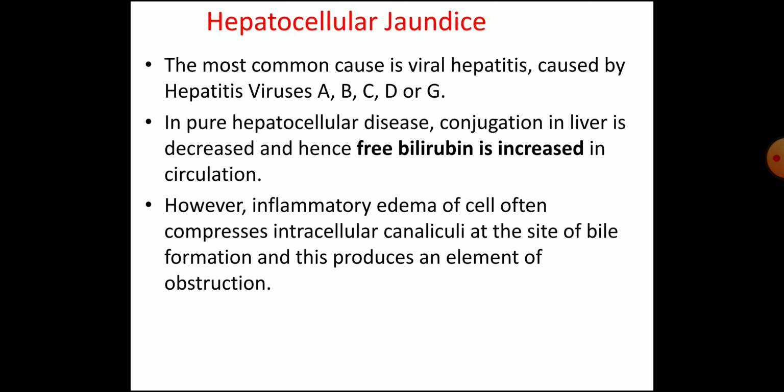However, some inflammatory edema of the cell often compresses the intracellular canaliculi at the site of bile formation, and this produces an element of obstruction. So whatever conjugation occurs in the liver, there will be inflammation due to the hepatitis. There will be inflammatory edema that will compress the biliary canalicular cells, and then that will produce some obstruction. So there will be features of obstruction, that is, whatever conjugated bilirubin is there will leak into the systemic circulation. So we'll get both types of bilirubin, free bilirubin as well as conjugated bilirubin, elevated in the second stage of hepatocellular jaundice.